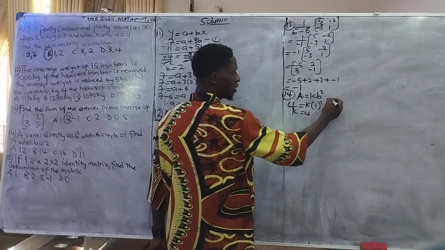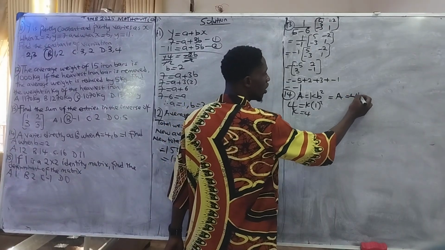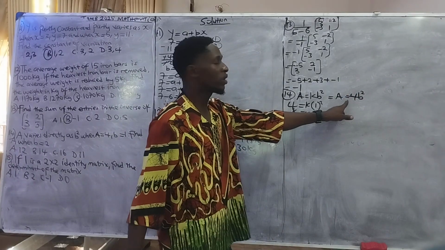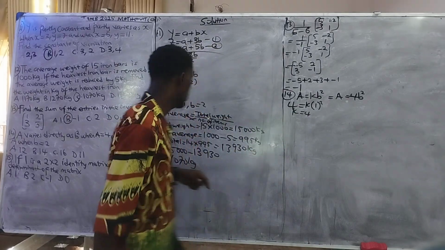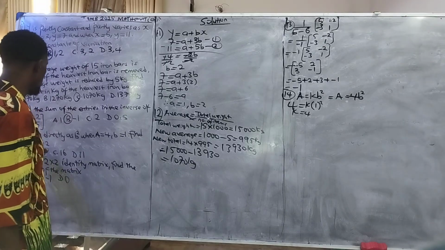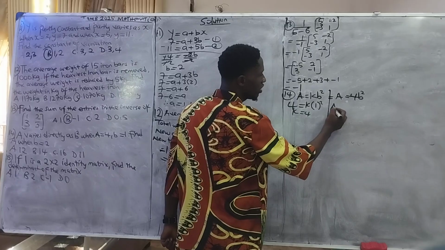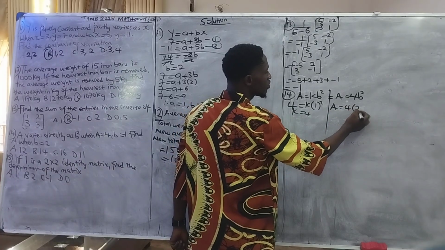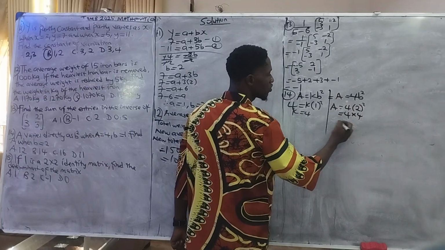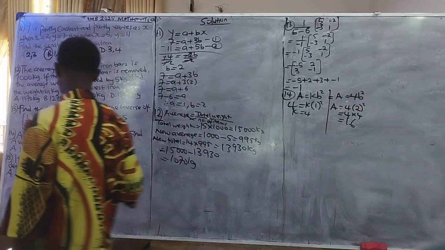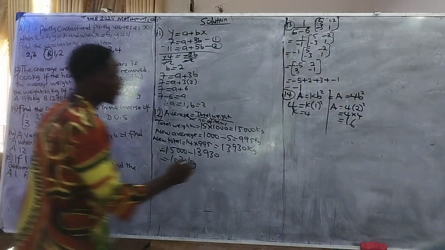Then you go back to this place and replace this k with what you got here, which is 4. So 4b squared. This is the relationship we are going to use to answer the question that follows. Find A when b is 2. That means A equals 4 bracket 2 squared. 2 squared is 2 times 2, which is 4, so 4 times 4. The answer is 16. So option C.